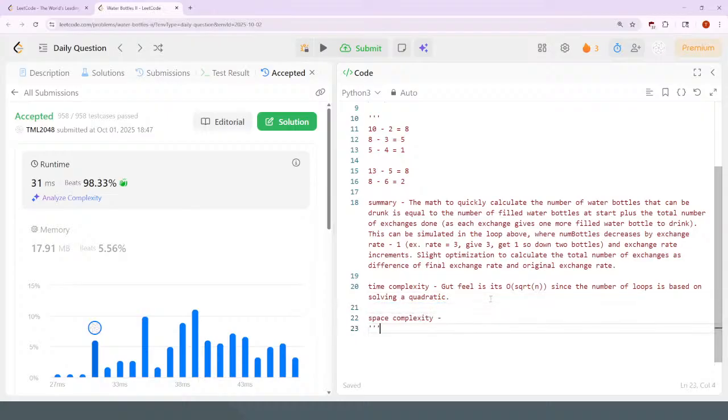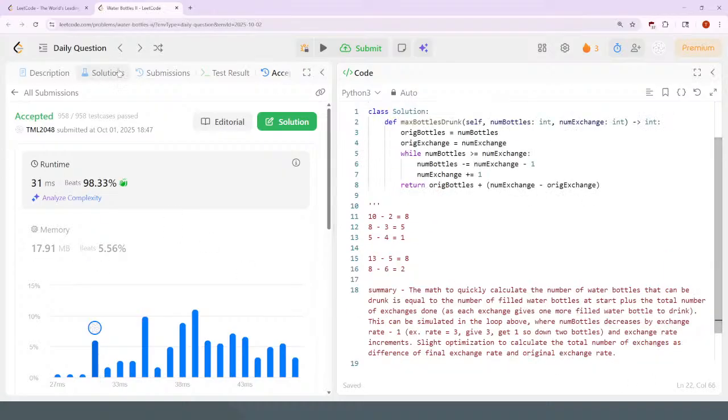Okay. Space complexity, this can be O of 1, since no extra data structure was needed. Okay, cool beans. One of the simpler mediums.